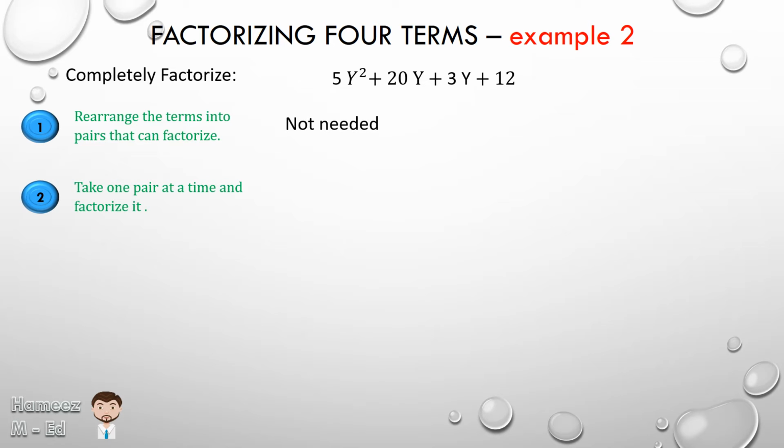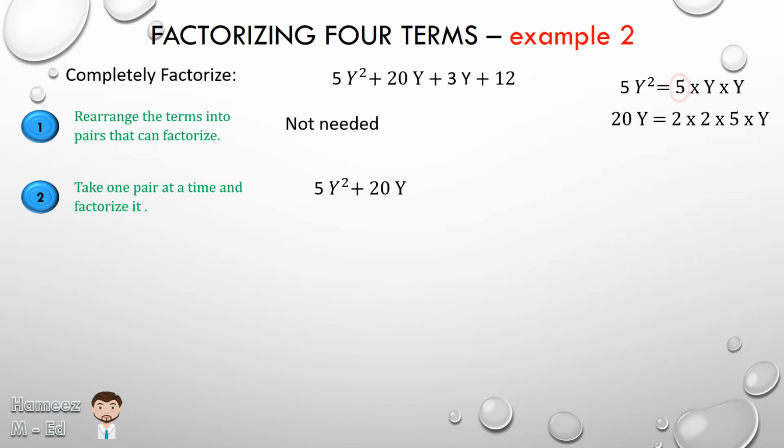Take one pair at a time and factorize it. So 5y squared plus 20y. So for those of us who are getting problems, we will do the HCF working on the side. Some of us don't need this and we can skip this piece of working. So 5y squared, we can break it up, will give us 5 times y times y, and 20y will give us 2 times 2 times 5 times y. 2 2s are 4, 4 5s are 20.